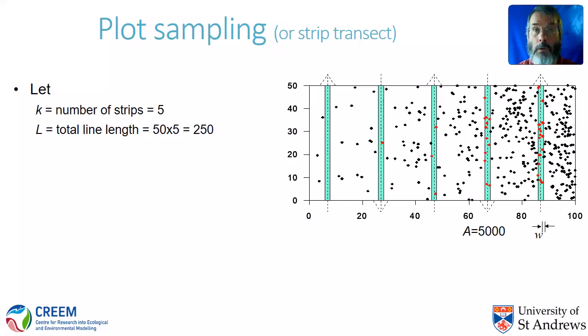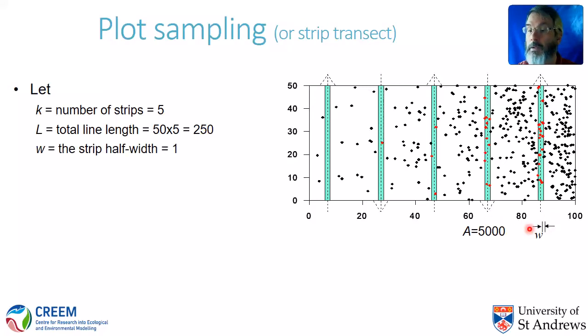We also, because it's up to us to define it, know the total area of these regions visited. So we visit 5 strips. Each of those strips goes from the north end of the study area to the south end of the study area, so they're 50 units long. So the total length of transects visited in this particular survey is 250.